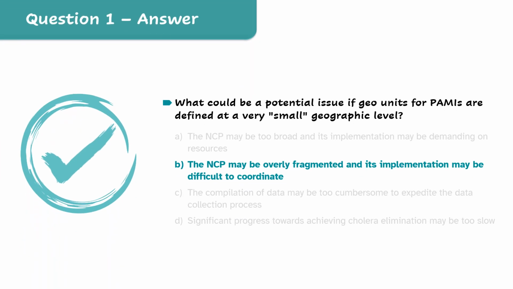The correct answer is B. If geographic units for PAMI are defined at a very small geographic level, the NCP may be overly fragmented and, as a result, its implementation may be difficult to coordinate.